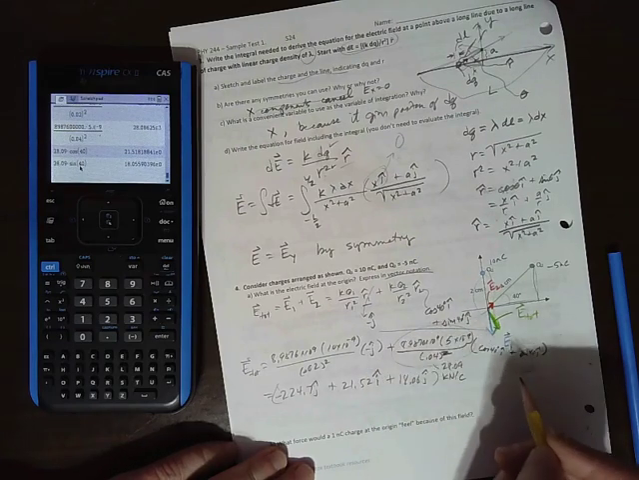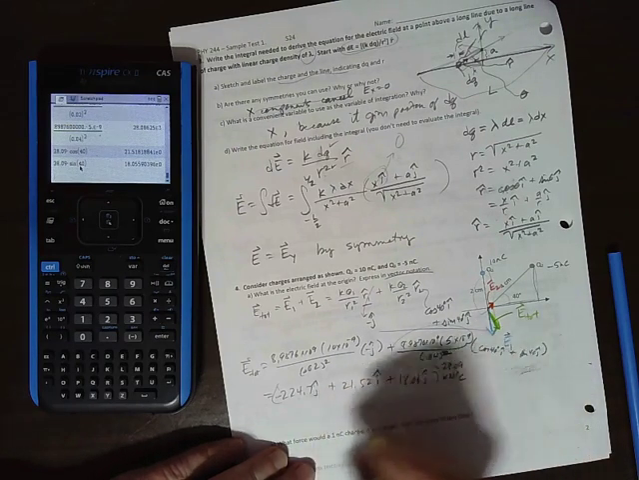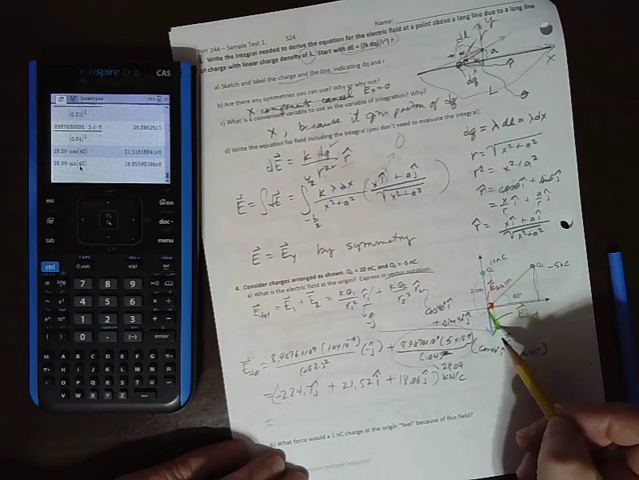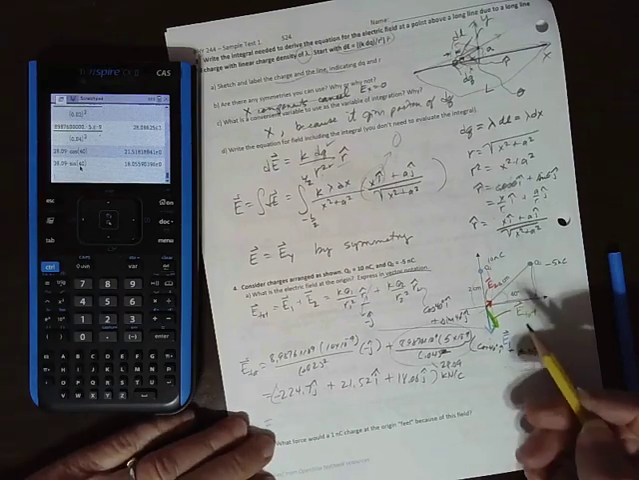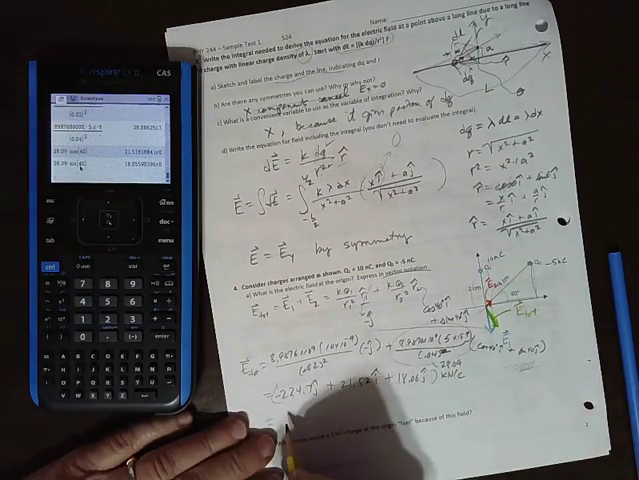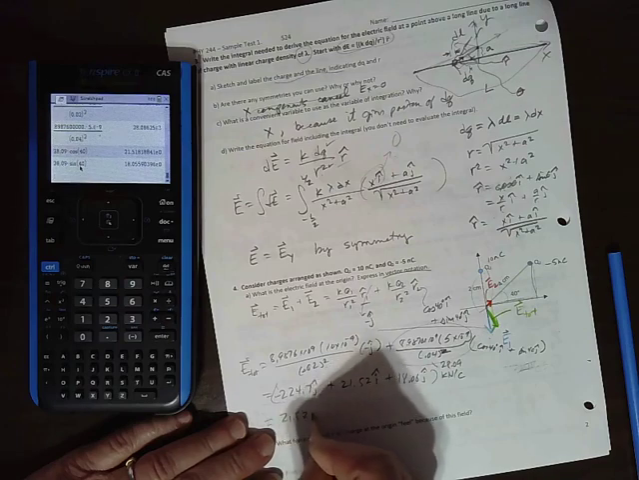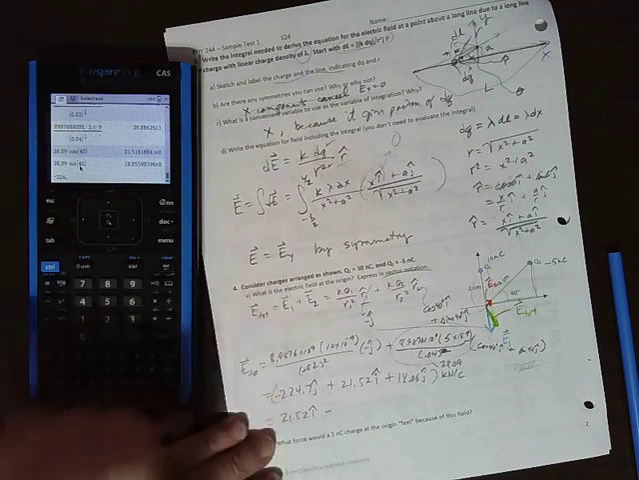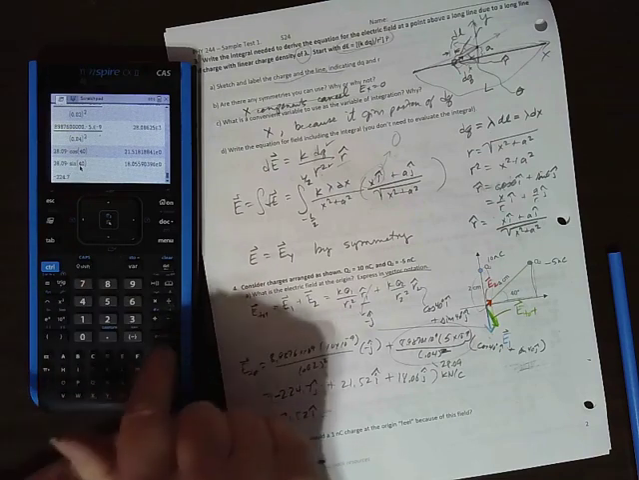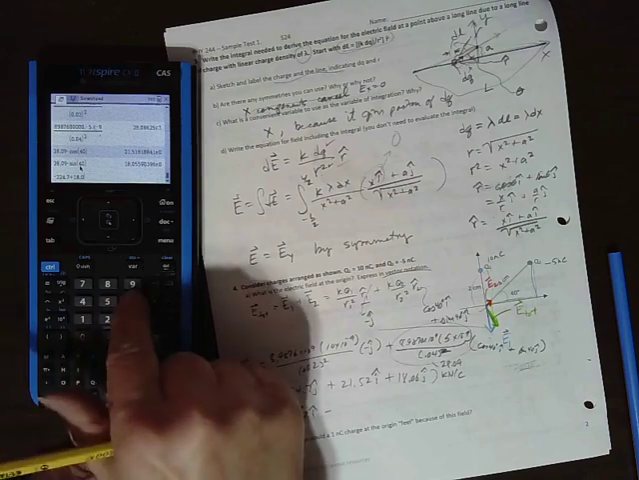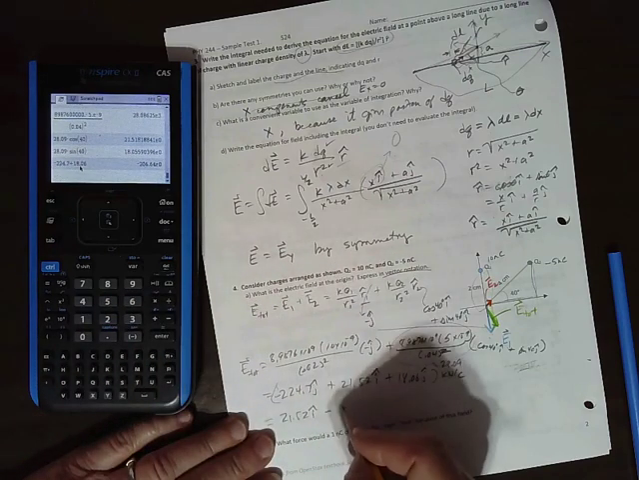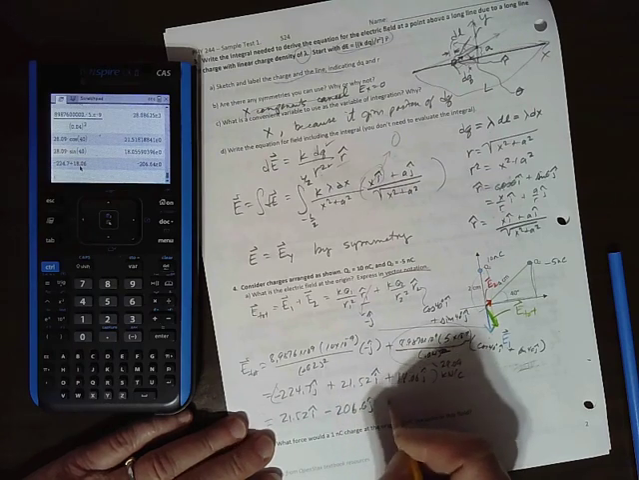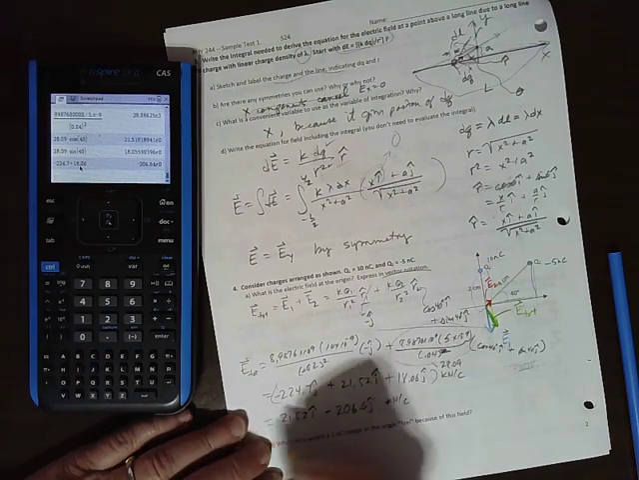We only have one x, but we have two y's. One going up, one's going down. The one going down is way bigger. Alright, so we're going to have 21.52 I hat minus, so negative 224.7 plus 18.06, negative 206.6 J hat kilonewtons per coulomb, E total.